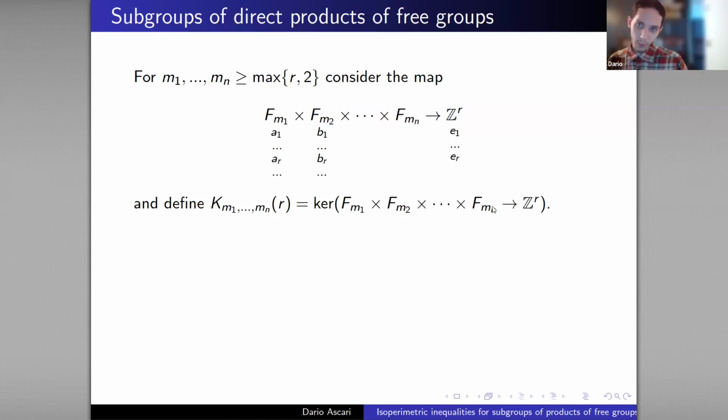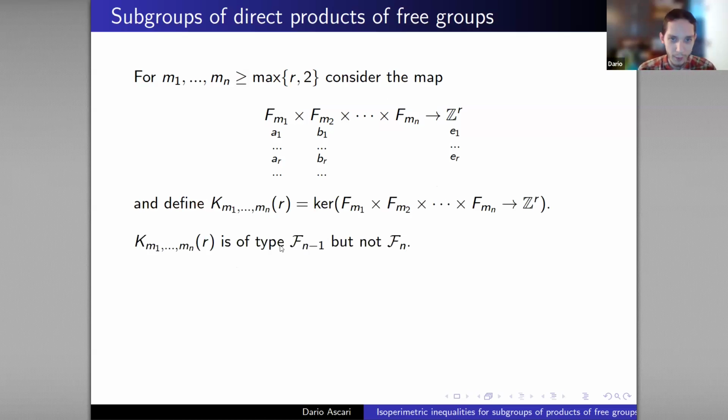Okay, so clearly this is a subgroup of a product of n free groups. What is not trivial is that this subgroup is finitely generated, finitely presented, even better. It's of type F_{n-1}, and it's not of type F_n.